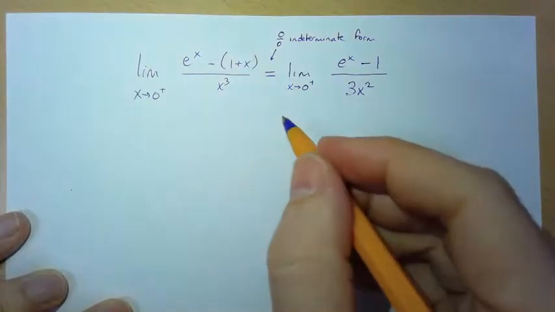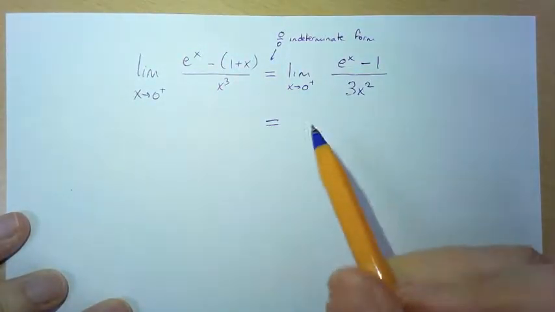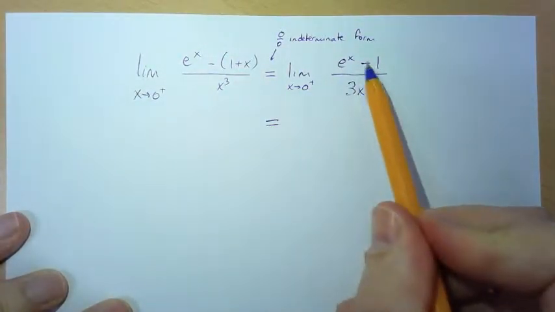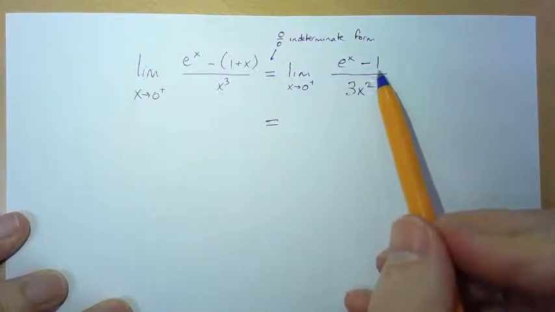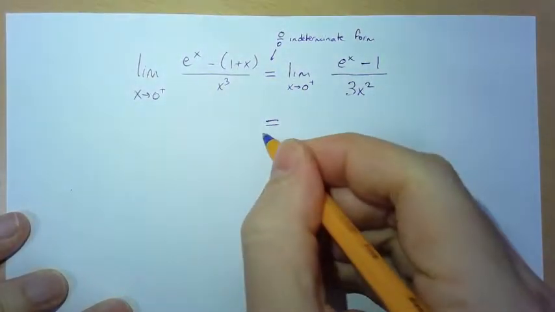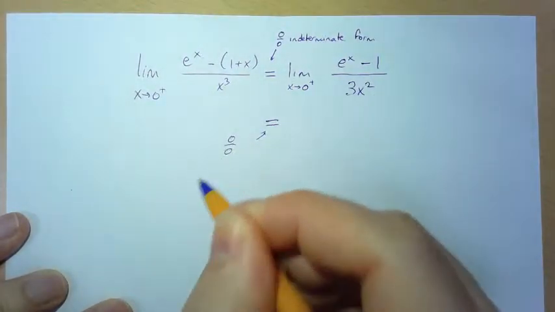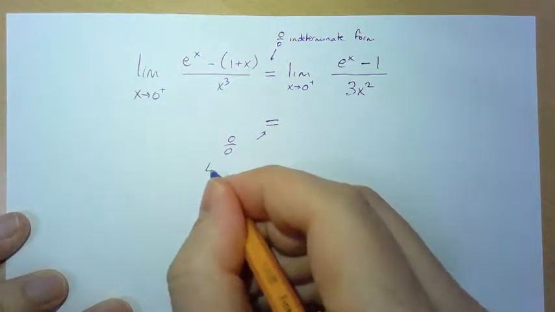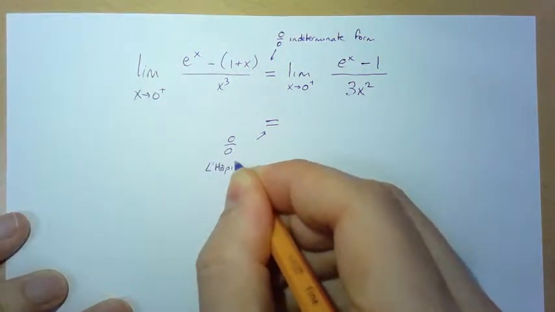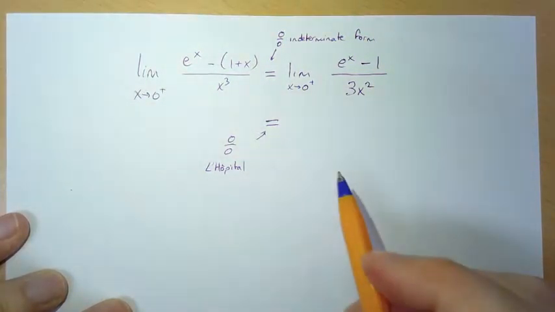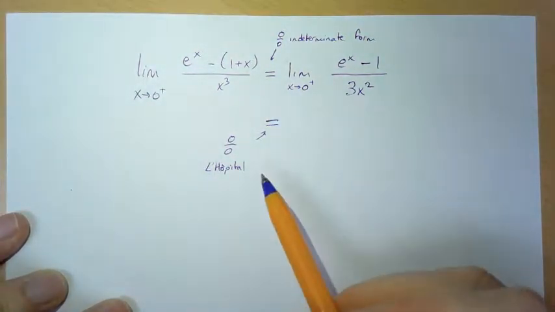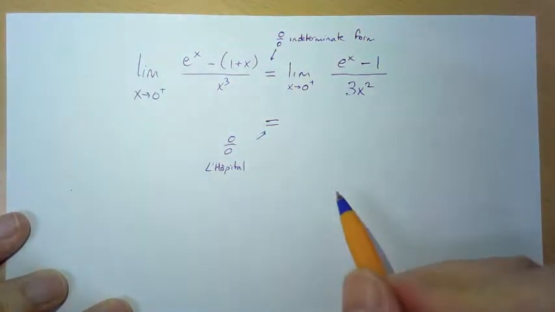And now we're going to plug in 0 again, and we get 1 minus 1, so it's 0 divided by 0. So once again, 0 over 0, indeterminate form, or L'Hopital, just to say what's going to happen. So we just do the same process again.